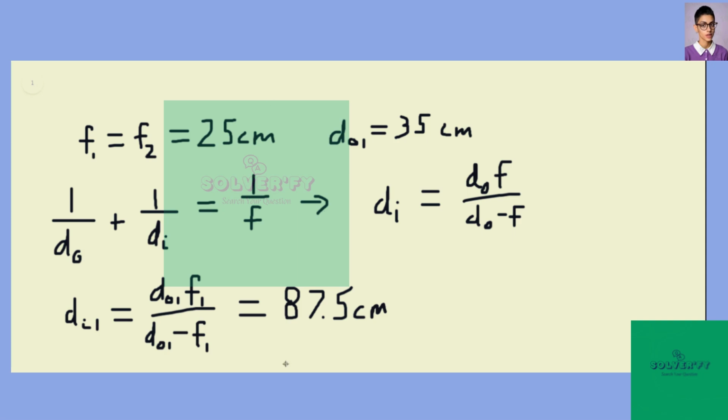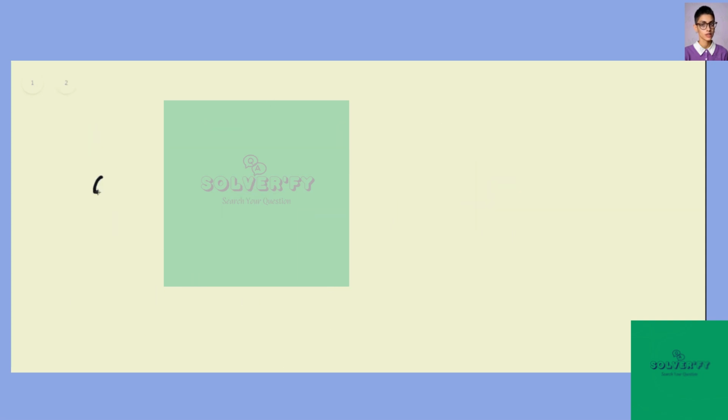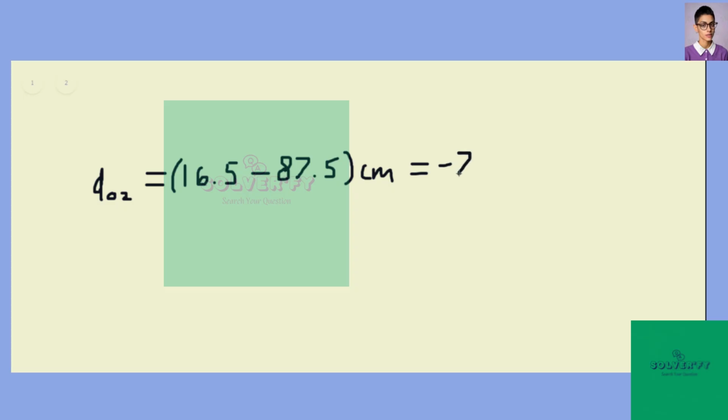So the distance to the second object, we'll start a new page for this, we call d02, is going to be equal to 16.5 minus what we just found, 87.5. And this comes out to be equal to, of course, both these have units of centimeters, so let's go ahead and explicitly write that. We'll just pull the centimeters out. So these are both units of centimeters. So this gives us negative 71 centimeters.